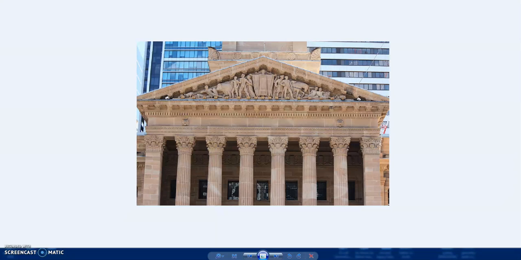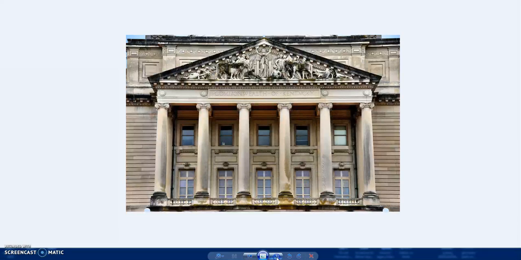Hello, I'm going to do a quick video on pediments. What they are is this triangular facade that you'll see so often. This is Brisbane City Hall here in Australia, and we'll just quickly go through before I go.